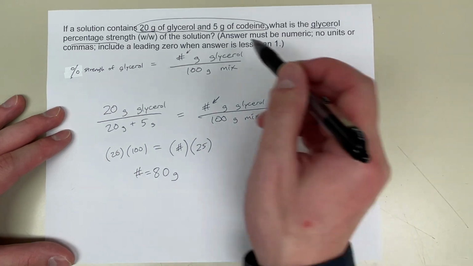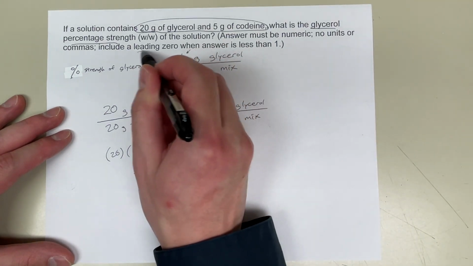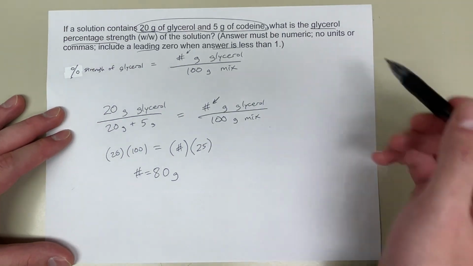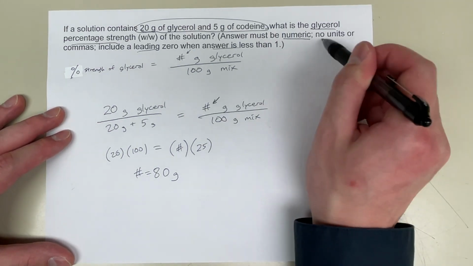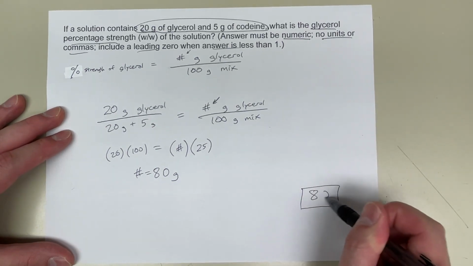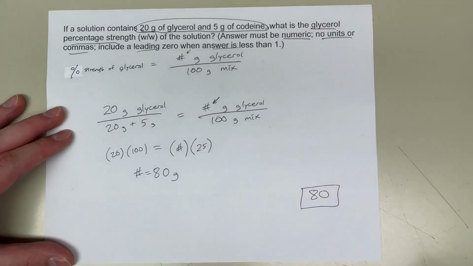So they say to include a leading zero when the answer is less than 1. It's not less than 1, so you don't have to include a leading zero. And then answer numeric and no units or commas. So your final answer in the computer is just 80. Hit enter, and that's your final answer.